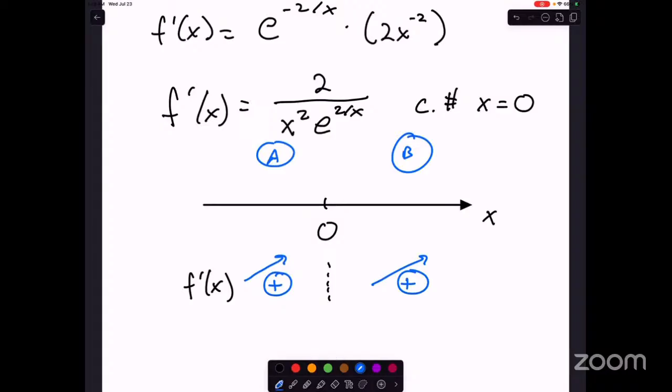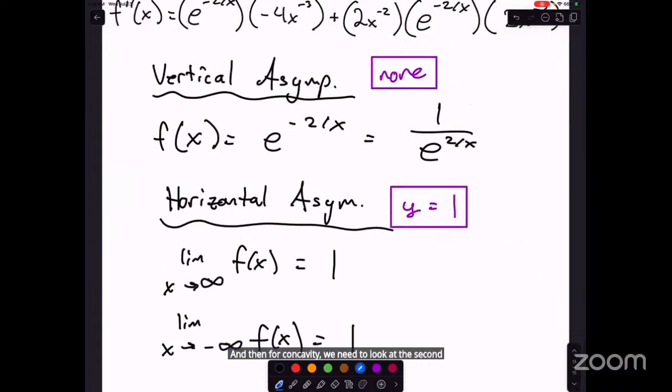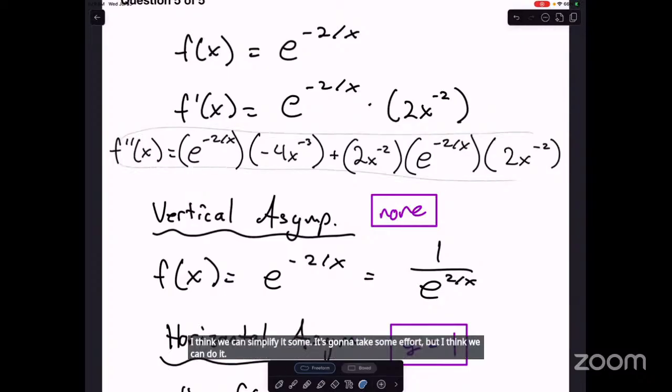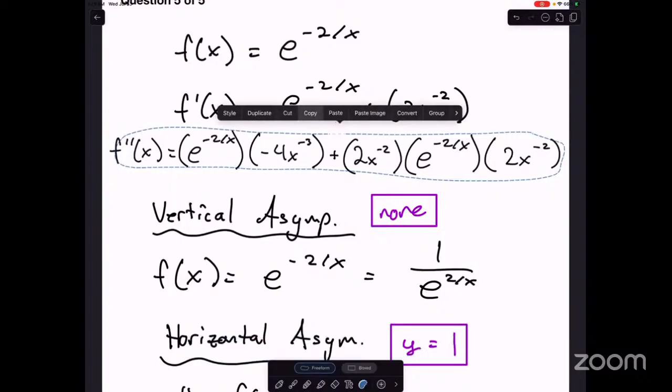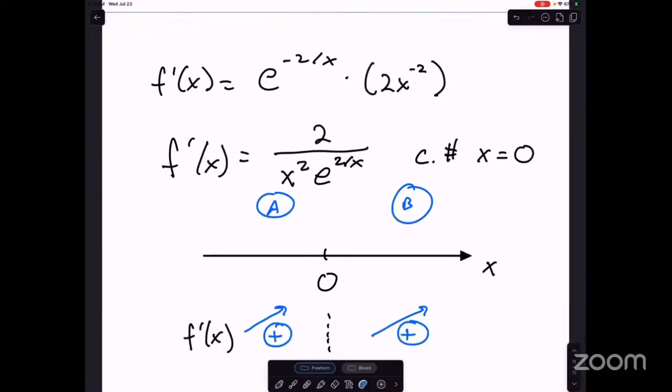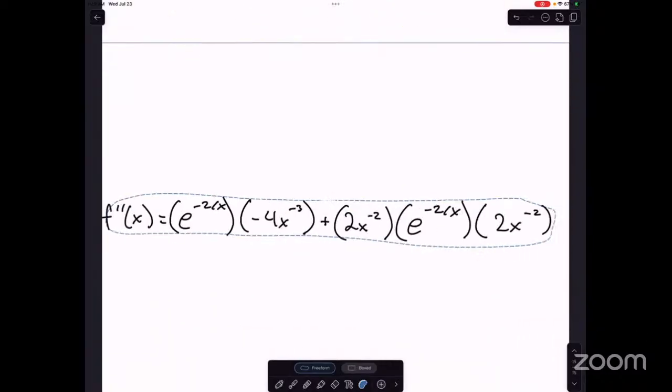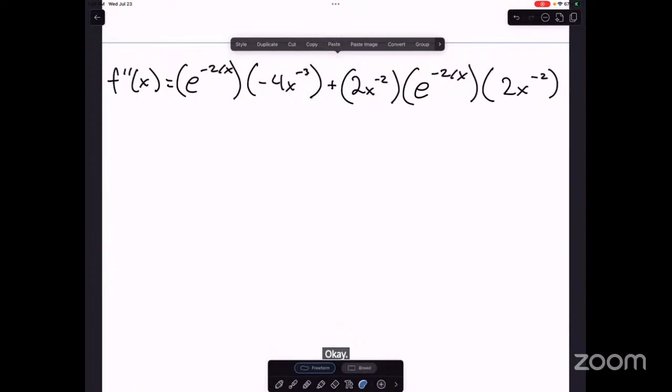And then for concavity, we need to look at the second derivative. Now, we probably should try to simplify the second derivative. I just got there and I just stopped. I didn't even try to simplify it. I think we can simplify it some. It's going to take some effort, but I think we can do it. Okay. So let's try to simplify this guy.